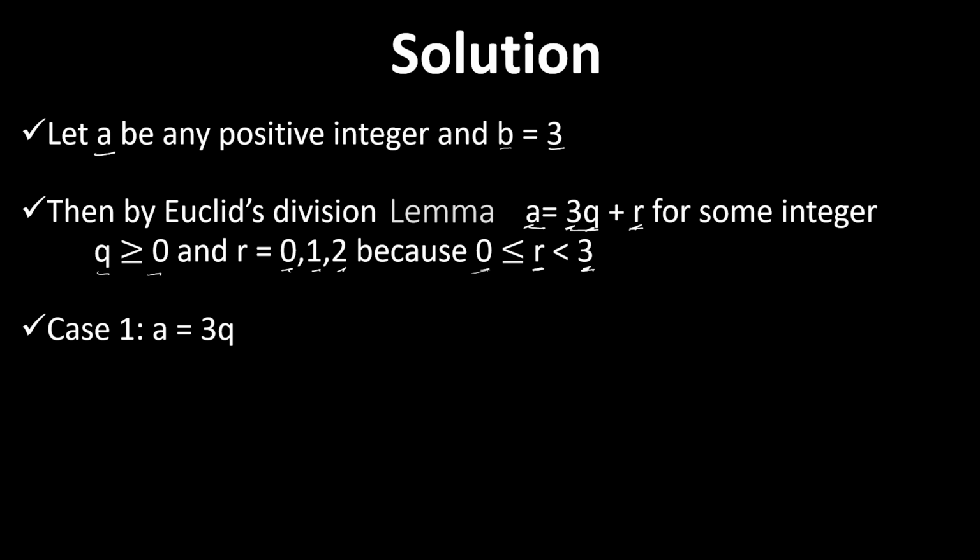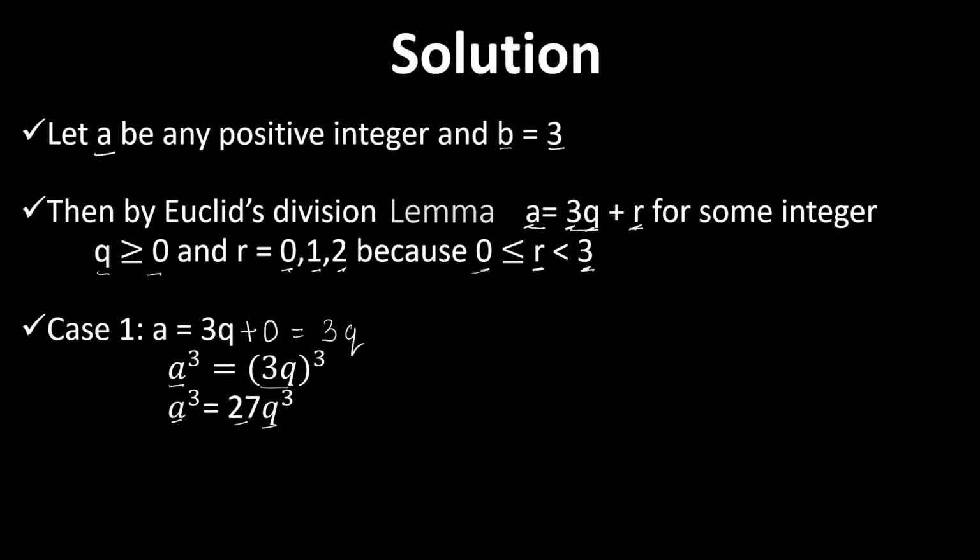So in the first case, we'll write down a is equal to 3q plus 0. Here we are taking remainder as 0. So a value will be equal to 3q. Now we'll take cube on both the sides. So we are going to get a cube is equal to 3q whole cube. So if we multiply 3q thrice, we are going to get a cube is equal to 27q cube.